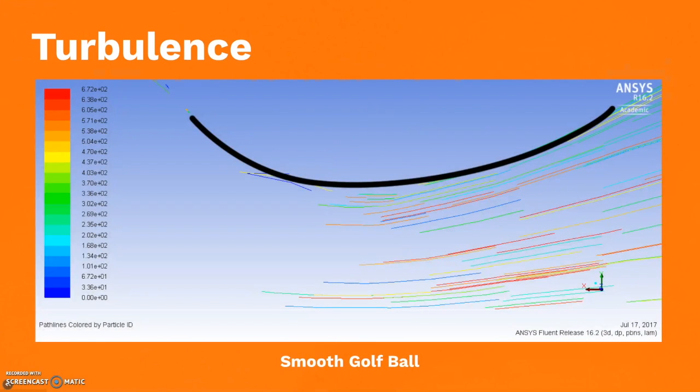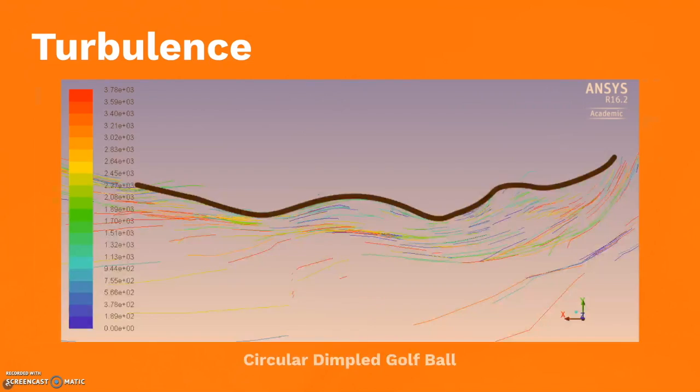So for turbulence, let's look at the smooth golf ball first. We can see that the path that air travels on relative to the surface of the golf ball, which is indicated by the black curve, is constant and smooth. In other words, it is laminar. This is in contrast with what can be seen with the circular dimpled golf ball. With the addition of dimples, all of a sudden, ripples start to form in the boundary layer between the air and the golf ball's surface. This effect is what we previously described as turbulence and is what keeps the boundary layer of air attached to the golf ball for a longer duration of time.